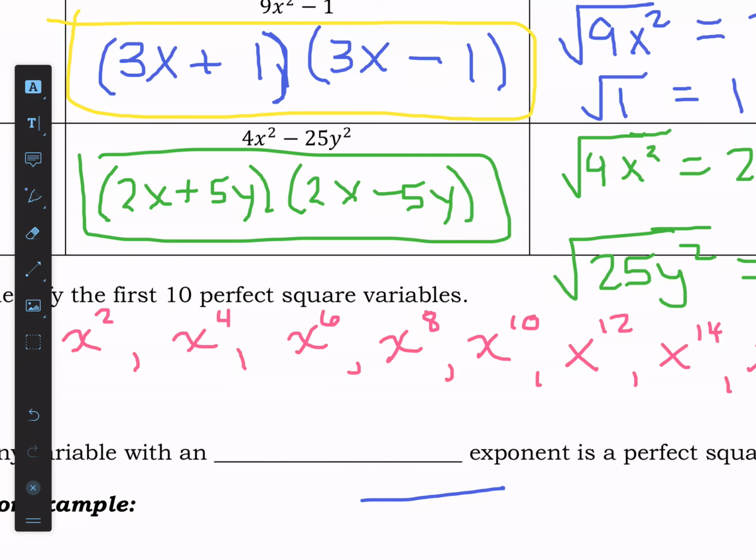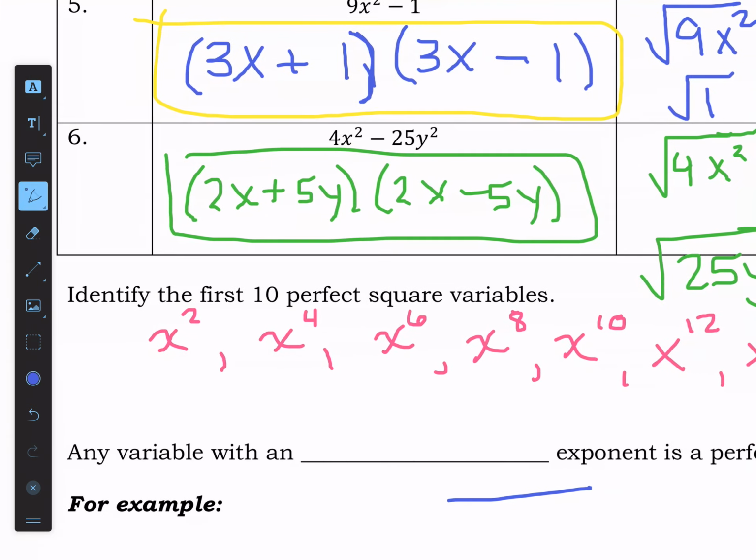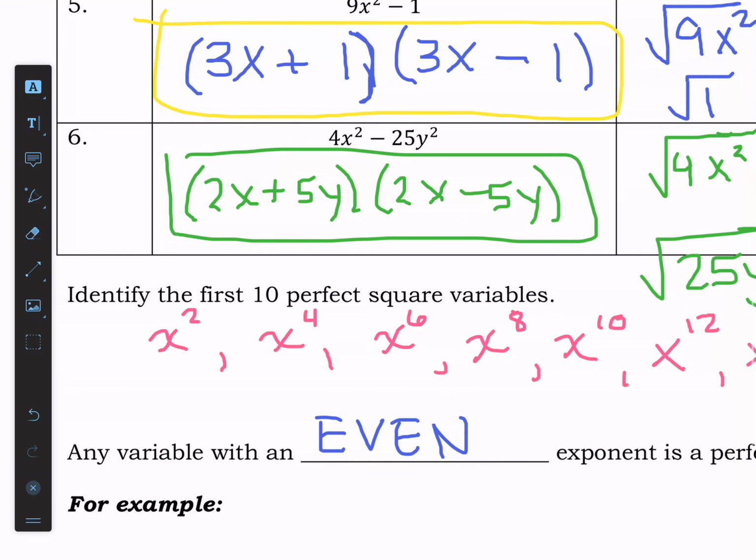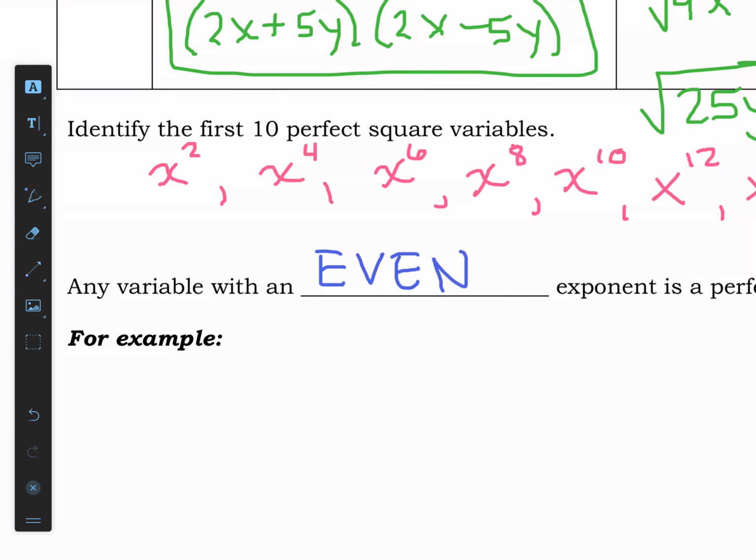So I'm hoping that you see the pattern that all of these x's are being raised to even numbers. None of these are odd numbers, it's all even numbers. So here, any variable with an even exponent is a perfect square. Anytime you have any letter raised to an even exponent, it will always be a perfect square. Don't worry about an odd exponent. We're not going to be doing any of those. So now let me show you how it works.